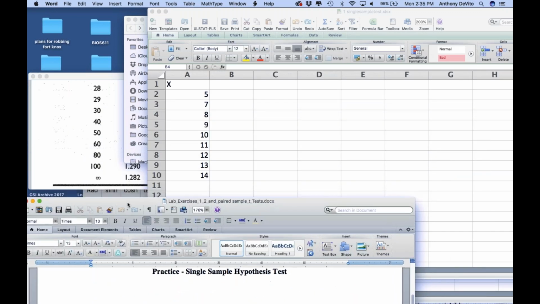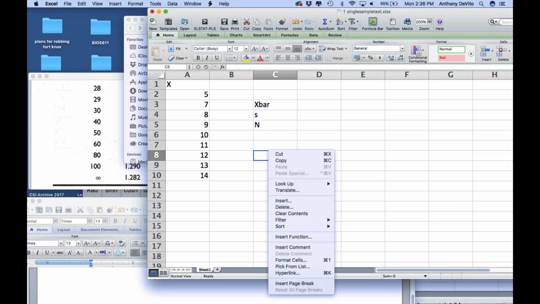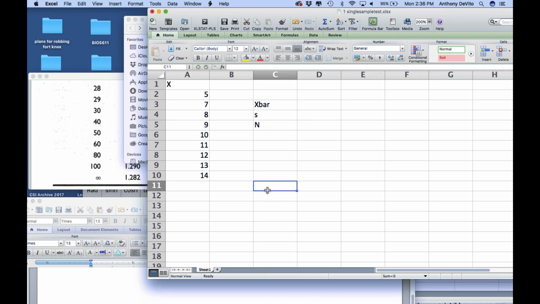So I want to calculate a confidence interval for that. How am I going to do that? Well, first I have to calculate X bar, the mean for the sample. Then I have to calculate S, the standard deviation for the sample. Then I have to note the sample size. And now to calculate my confidence interval, I have to take X bar plus or minus. Now I need to use a t-score here, because I don't know what sigma is. T times my standard error. Well, that means I have to calculate my standard error.